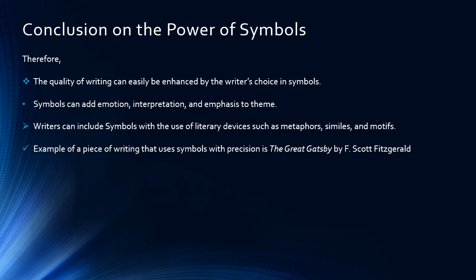Conclusion on power of symbols. Therefore, the quality of writing can be easily enhanced by the writer's choice of symbols. Symbols can add emotion, interpretation, and emphasis to theme. By doing this, they can lead to a better understanding of the overall message or theme of writing. Writers can include symbols with the use of literary devices such as metaphors, similes, and motifs. These can allow for easy installment of symbols. Finally, an example of a piece of writing that utilizes symbols with distinct precision is The Great Gatsby by F. Scott Fitzgerald, an author who understood the importance of the quality of one's writing.